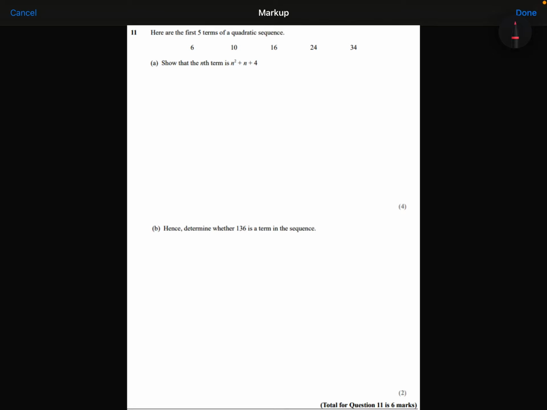The first 5 terms of a quadratic sequence are 6, 10, 16, 24 and 34. I need to show that the nth term of this sequence is n squared plus n plus 4. So we are first going to work out the first differences.